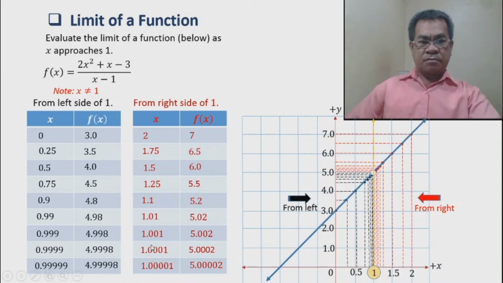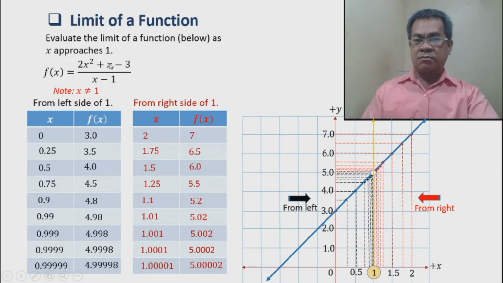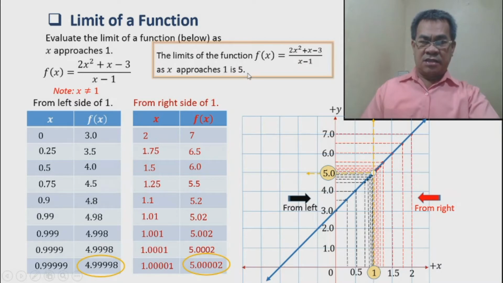So therefore we can say that if you connect these points, actually this is linear. So this function is a linear function. It has a linear relationship. Okay, so to answer this problem, to evaluate the limit of the function as x approaches 1 of this function, 2x squared plus x minus 3 over x minus 1, is approximately equal to 5, or is 5, because the word limit does not necessarily mean equal to that number. Okay, so look at the graph. From the left it approaches 5, from the right it approaches 5. So the limit exists as 5.